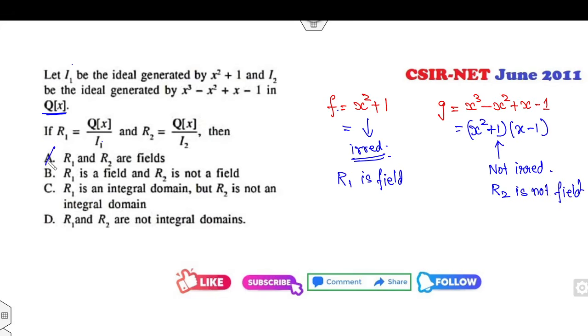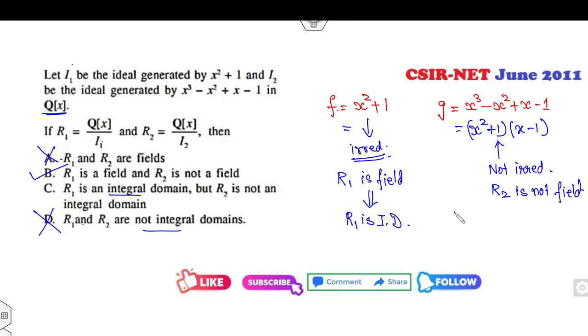Fine. So R1 is a field, R2 is not a field. Now, how can you prove the integral domain? Since R1 is a field, that implies R1 is an integral domain. So R1 is the integral domain. Now we will see whether R2 is the integral domain or not.